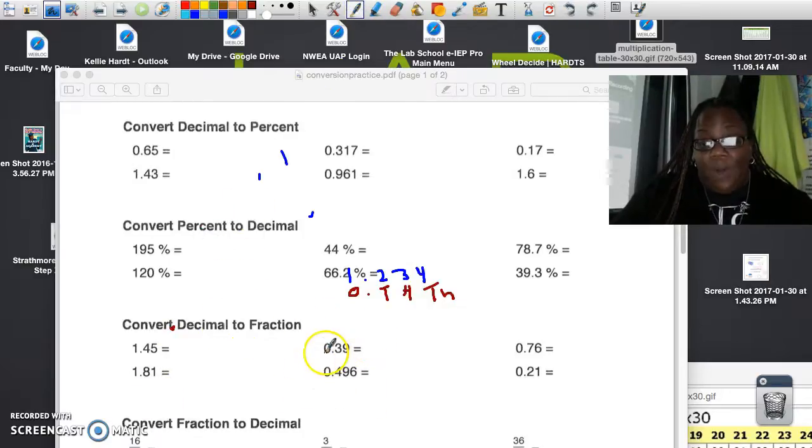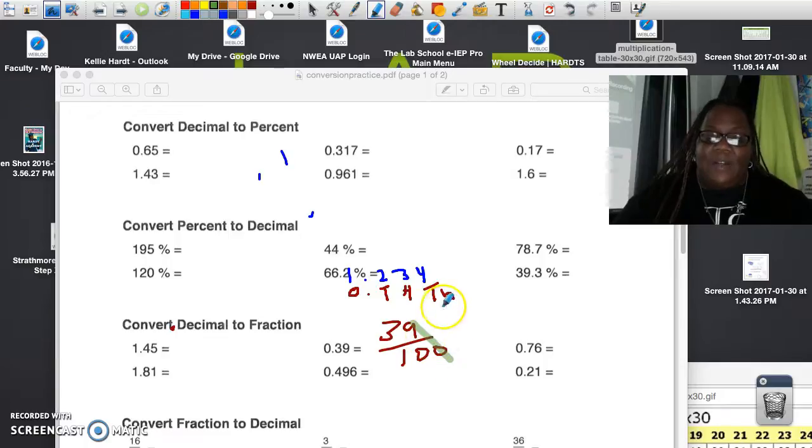This one, no whole number, right? So all you have to do is take the two numbers after the decimal. That's your numerator. What place value is it? Tens, hundreds. So this is 39 over 100. Can it reduce? Always just take a look at your end numbers. I happen to know 9 and 0 are not going to reduce. So you will not find that in the multiplication chart anywhere. So you just leave it as that.